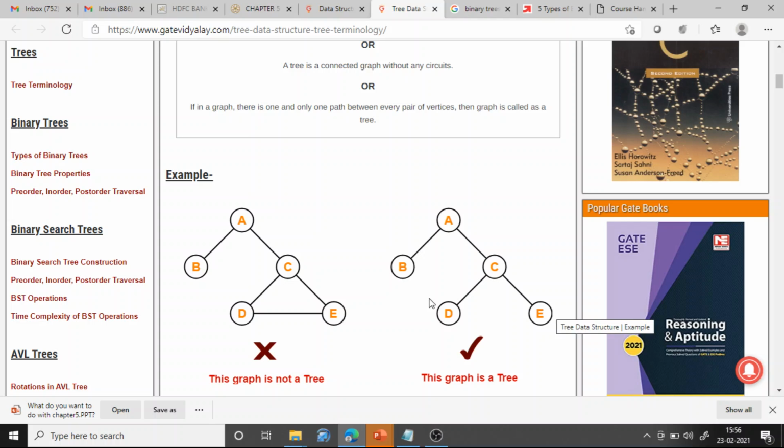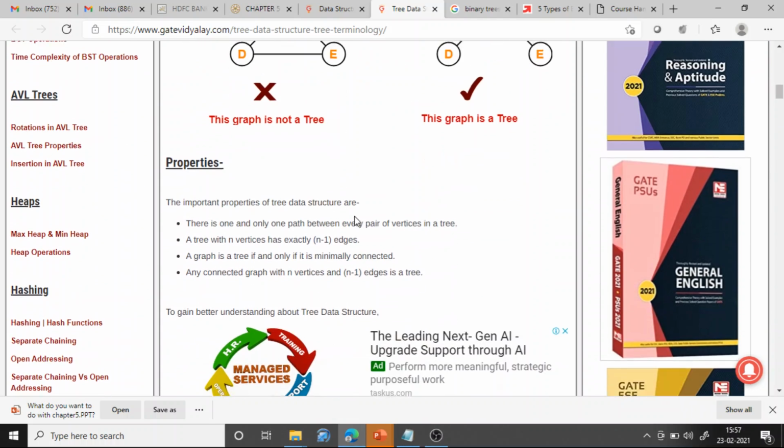Are you getting it? But if you see this left side graph, what happens? If I want to reach E, there are multiple paths available. I can go from A to C and C to E, or from A to C, C to D and D to E. So that is what the last definition says. If there is only one path available between every pair of vertices, then such a graph is actually a tree.